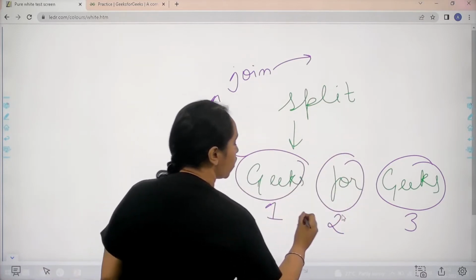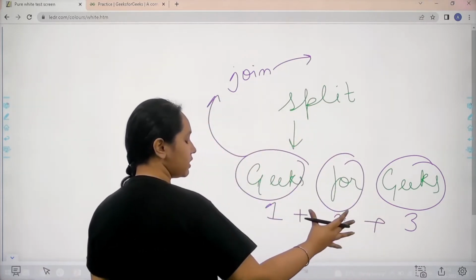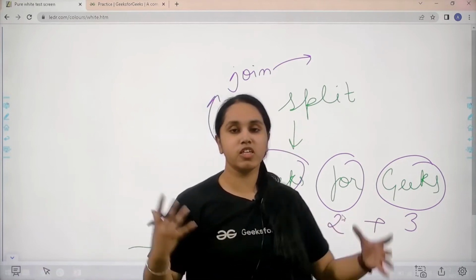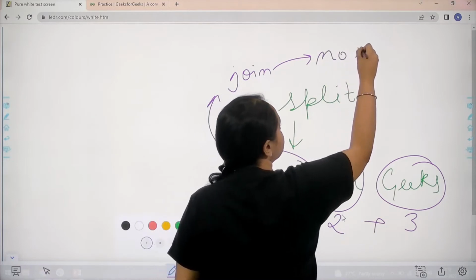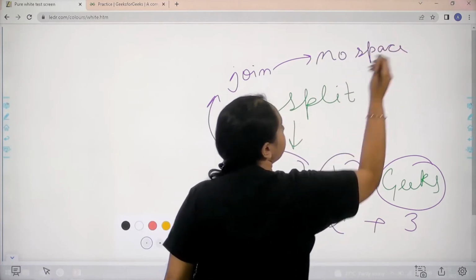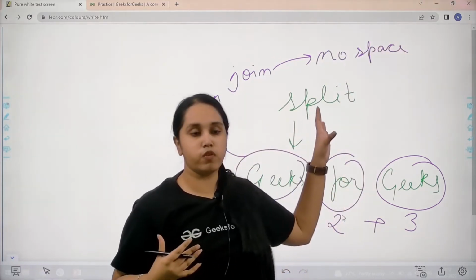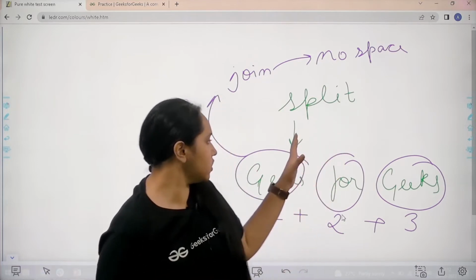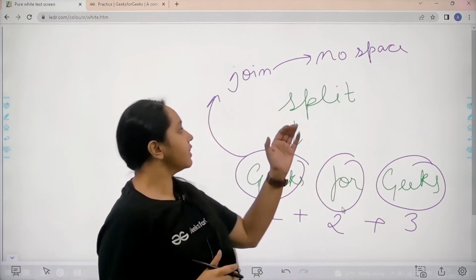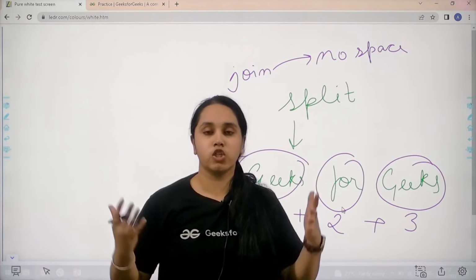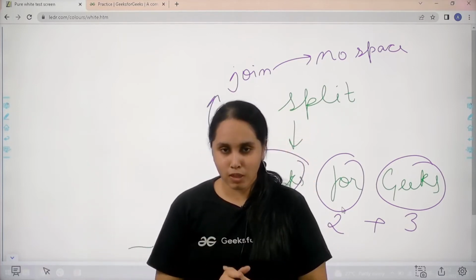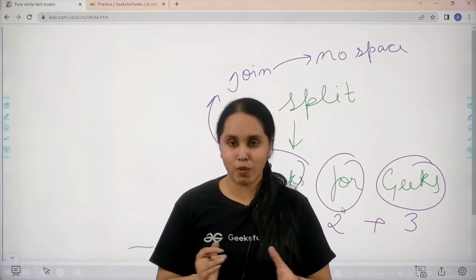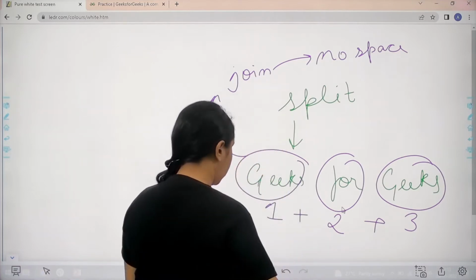So basically join would directly join these three strings together, and when we join these three strings together there would be no space, okay. So the first thing that we are doing is using the built-in function split to split the given string into smaller parts. Then we are using the join built-in function to join it together. So this is how we would be solving the question. So I hope it is clear to you. Now let's move forward to the code part.